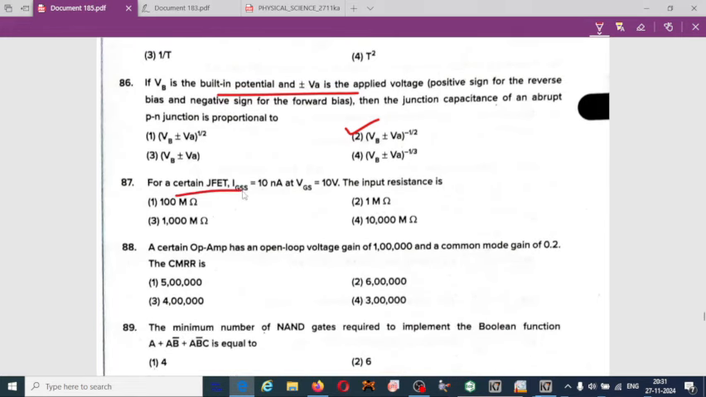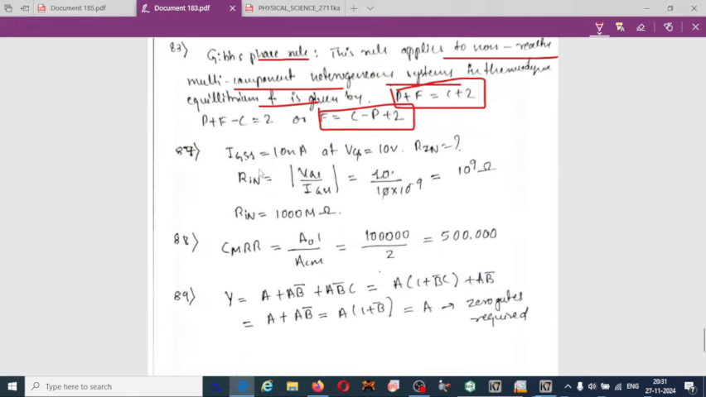For a certain JFET, the current is given here as 10 nanoampere and VGS is equal to 10 volt. The input resistance is given by the formula here. So you can calculate the input resistance by taking the ratio, 10 volt by 10 nanoampere. You will get 10 to the power 9, that is equal to 1000 mega ohm.